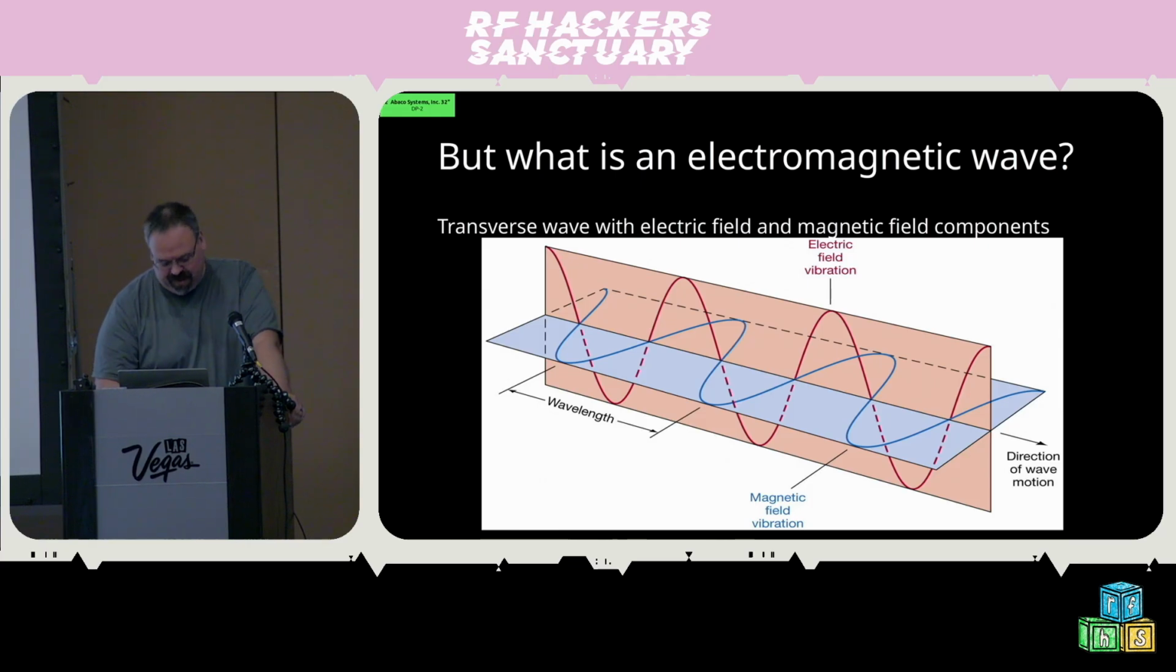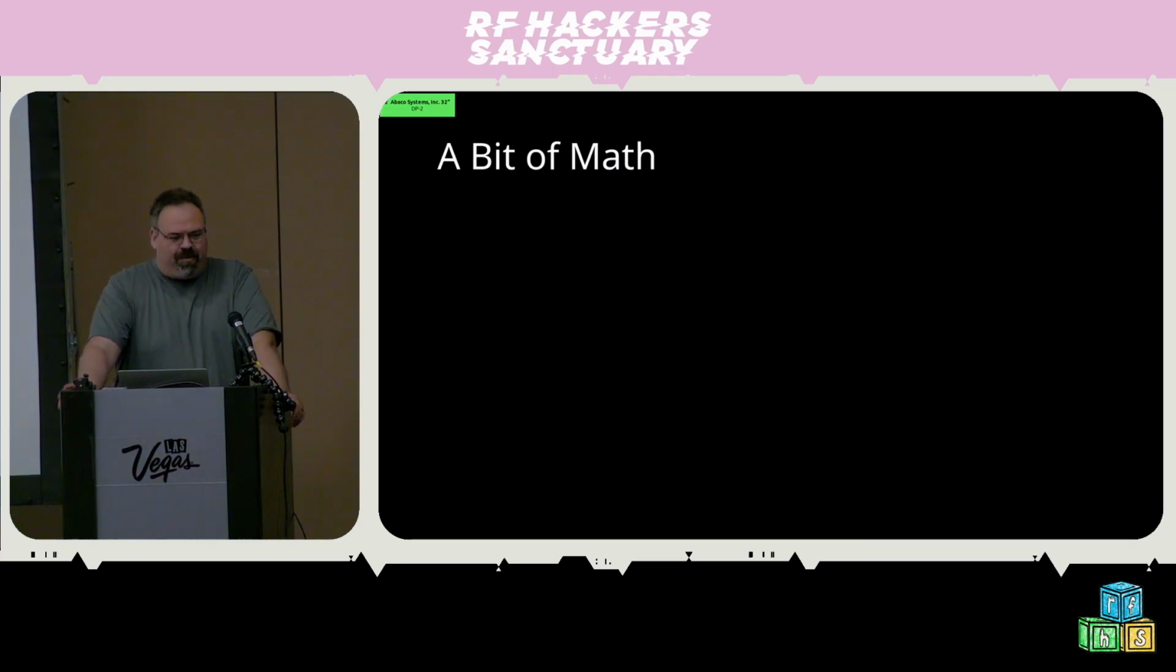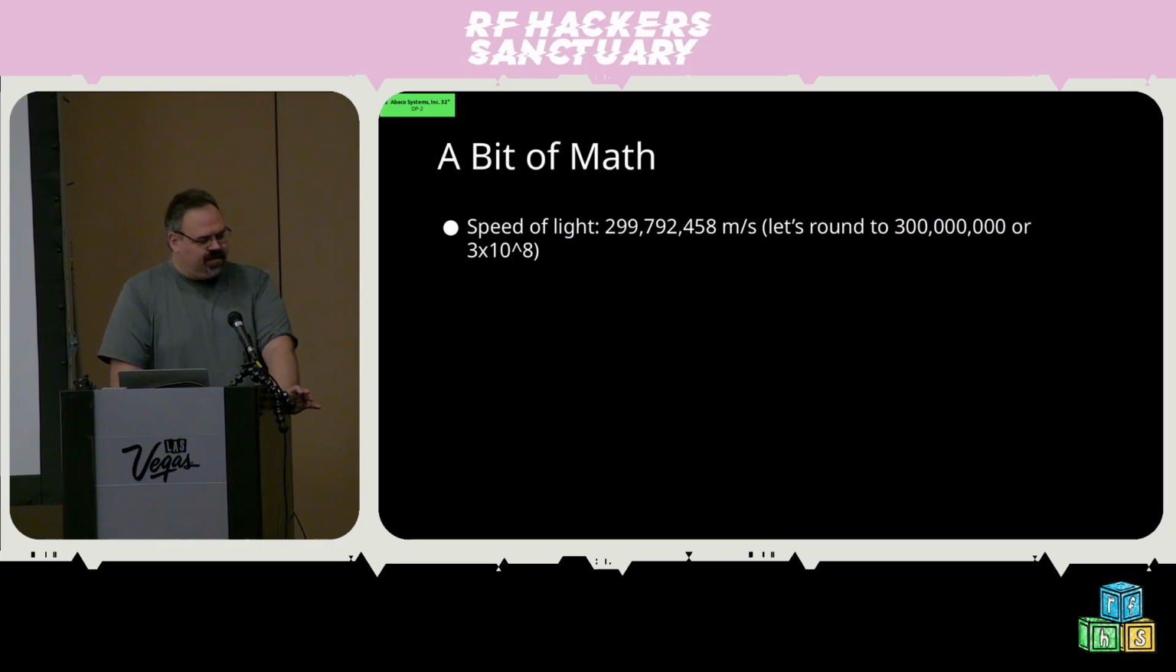Oh, this is going to be fun. I am going to go into a little bit of math here. It's not too bad, so stay with me. The speed of light is 299,792,458 meters per second. For simplicity purposes, we're going to round that up to 300 million. I'll show you why in a moment. Speed of light is constant-ish. This is the speed of light in a vacuum. I'm going to talk about velocity factor later because physics is fun.